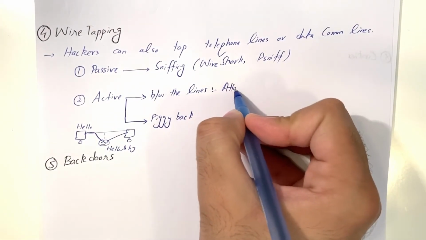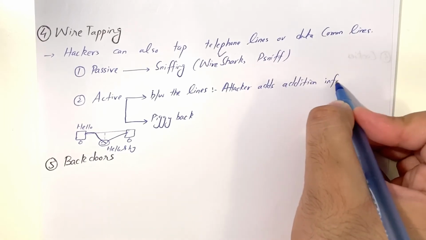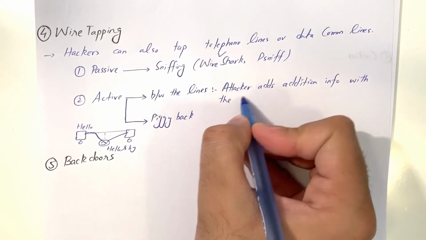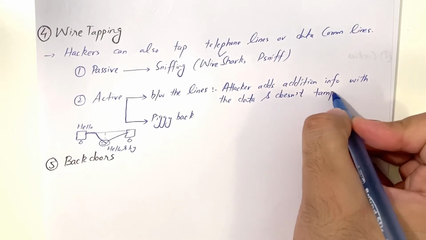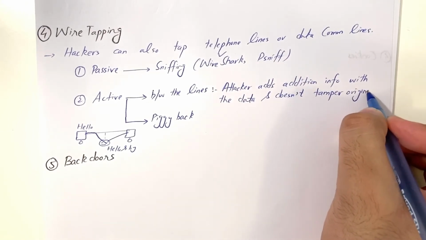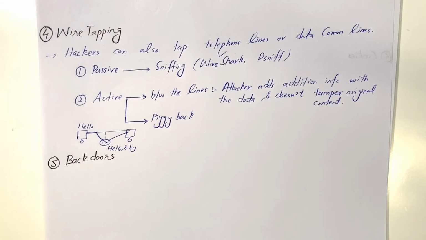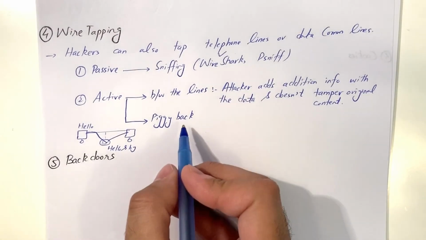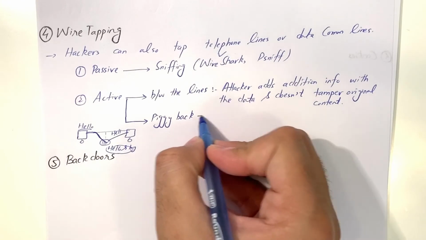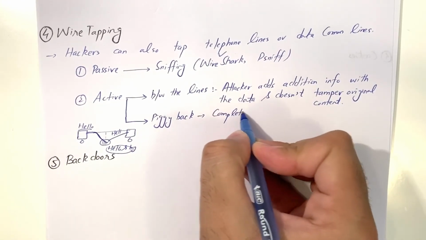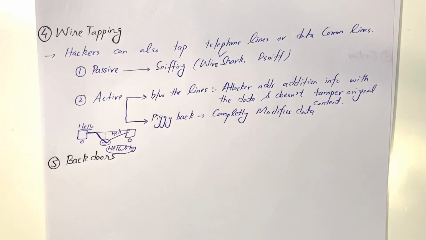So the attacker adds additional info with the data and does not tamper with the original content. Okay, so the original data remains intact, but the attacker adds additional information. Again, an attack on integrity. Piggybacking, what happens? The attacker intercepts again and completely modifies the data. You are sending hello, and the attacker makes it, let's say, hell. So the attacker completely modifies the data. That is piggyback entry.